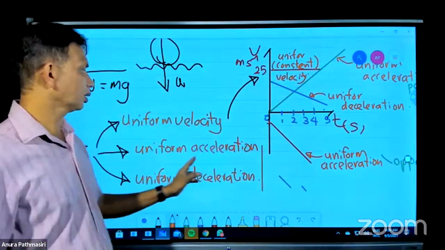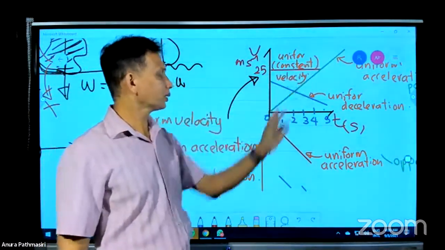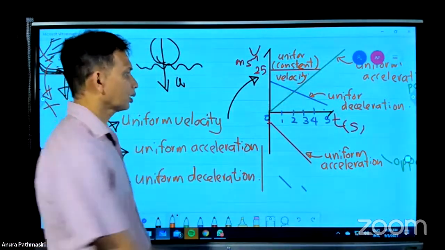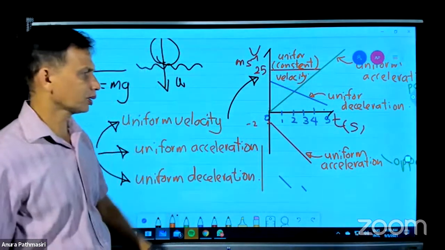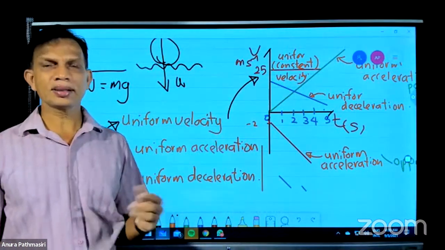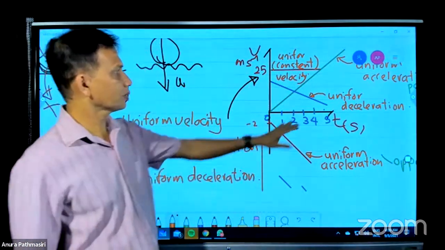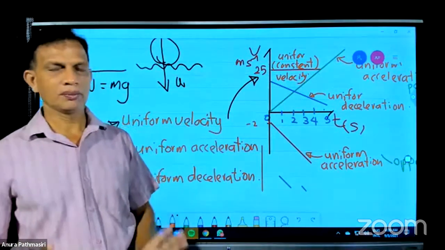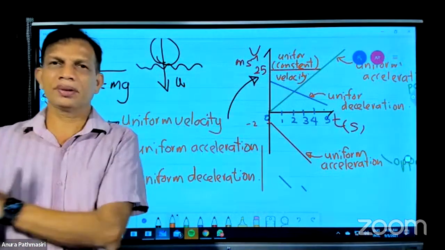And second, uniform acceleration. It may be uniform acceleration in a particular direction. This one is also uniform acceleration, and there is a velocity here, say -2 meters per second. Initial velocity is that one. And uniform deceleration, something like this. We are not going to consider uniform acceleration or uniform deceleration now. We are going to consider the object at its constant velocity.